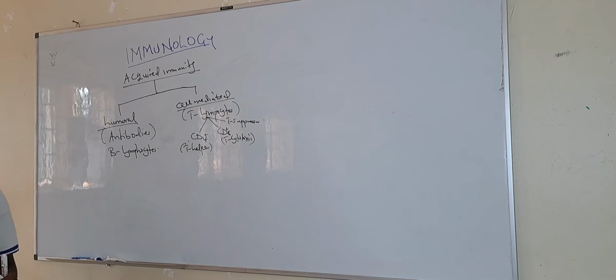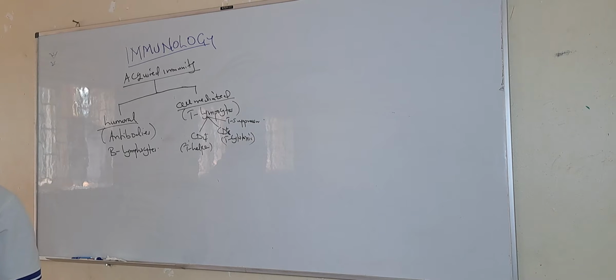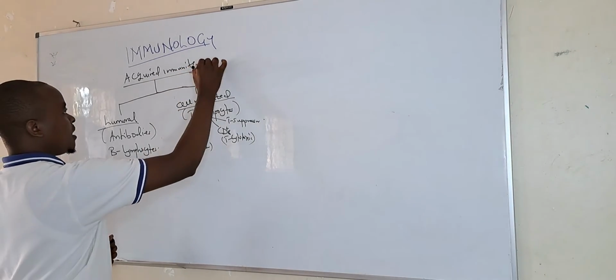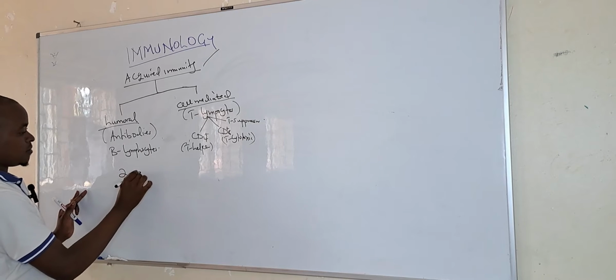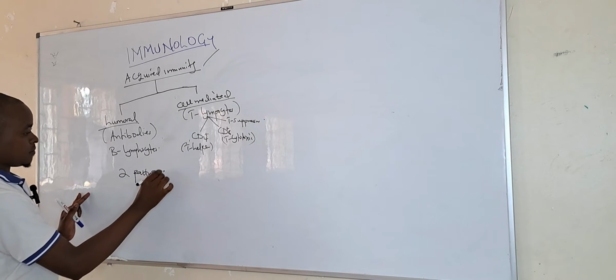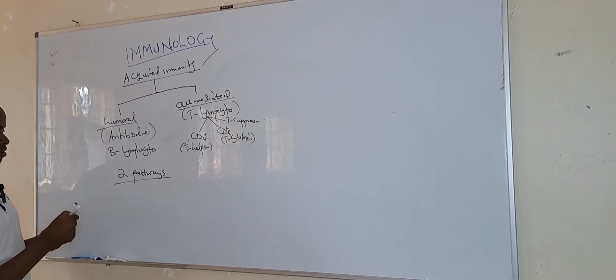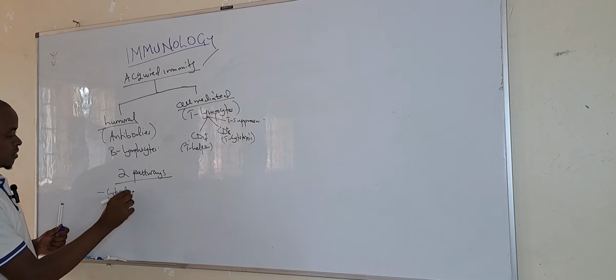We are going to begin with the cytosolic pathway. I'm saying that this acquired immunity, we can discuss it under two different pathways. It has two pathways, whereby one of the pathways is what we call cytosolic.